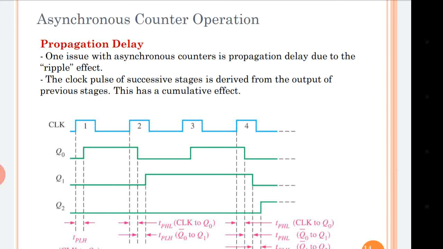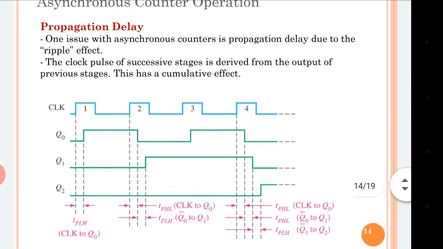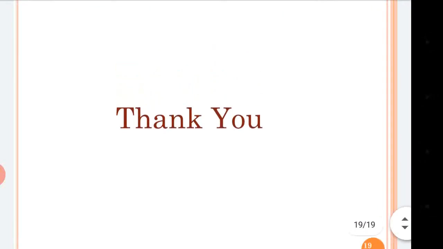This is one of the disadvantages of the asynchronous counter. In the next lecture we will be talking about the synchronous counter, and in this lecture we have discussed all the counters: Johnson counter, ring counter, twisted ring counter, and then the asynchronous up counter, asynchronous down counter, and what the disadvantages of the asynchronous counter are. So, thank you.